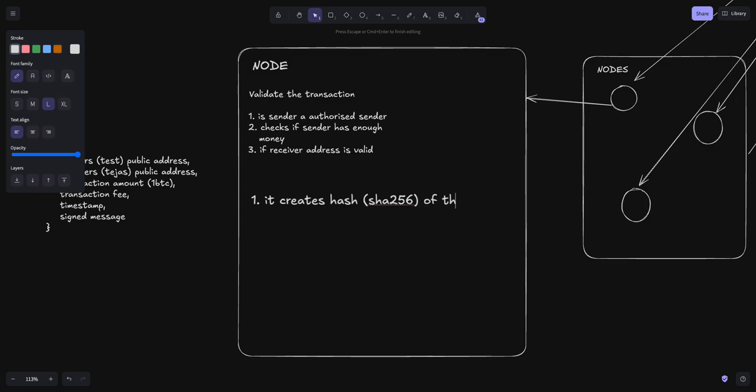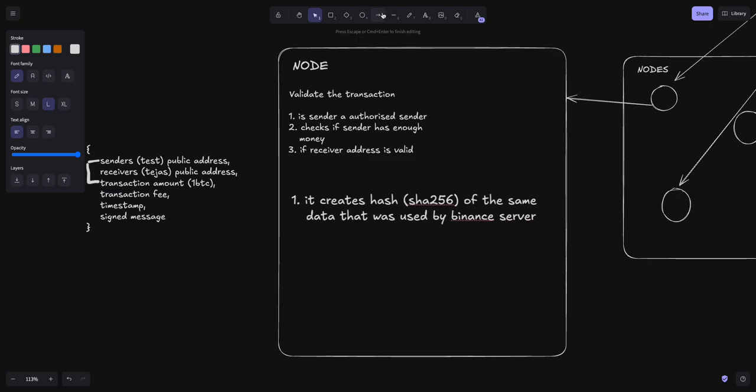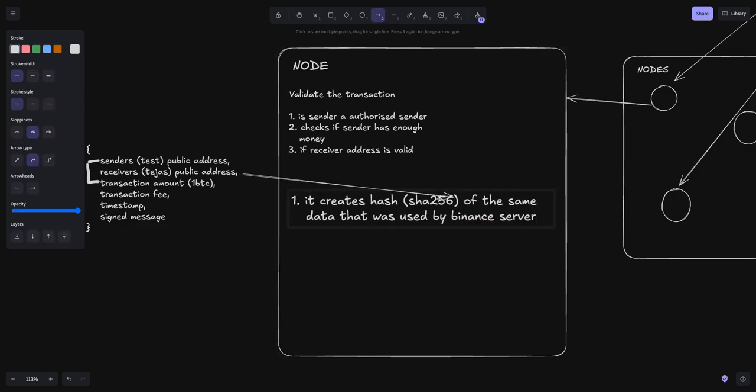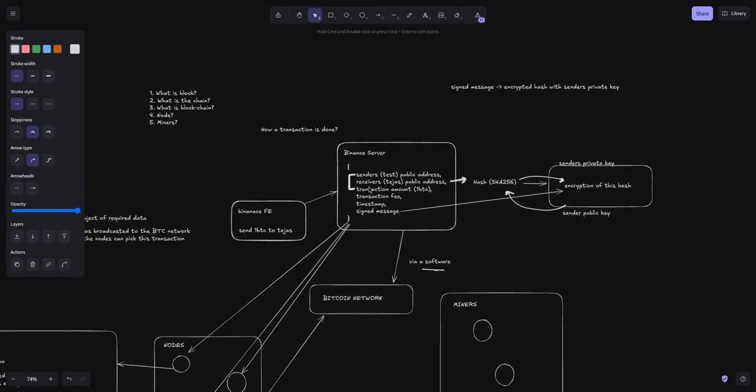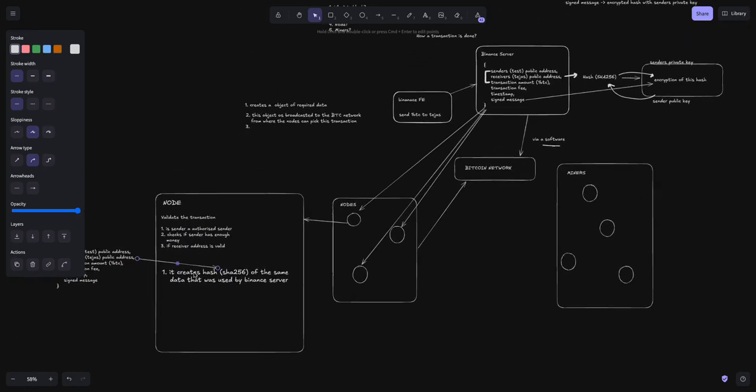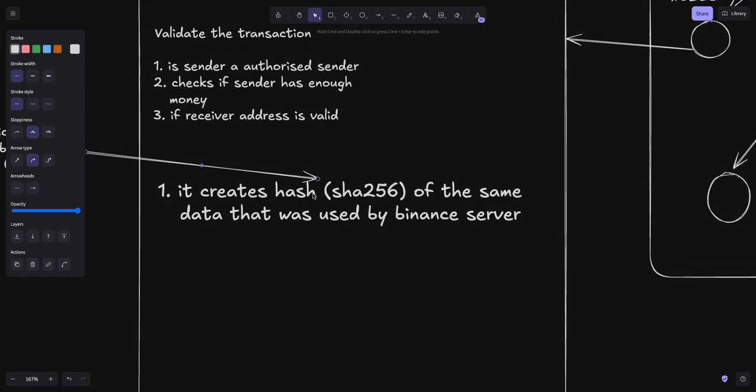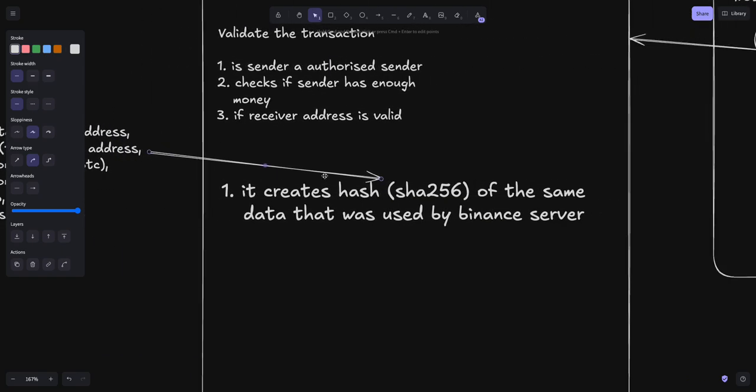of the same data that was used by the Binance server, correct? So basically all of these three data are used to create a hash again. The same process that was done here is repeated here. Now what does it have? It has a hash of all three, right?